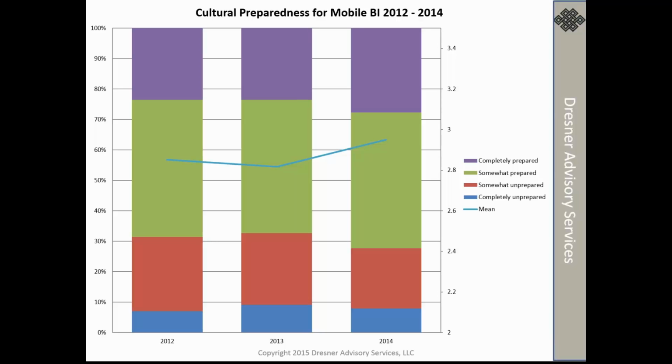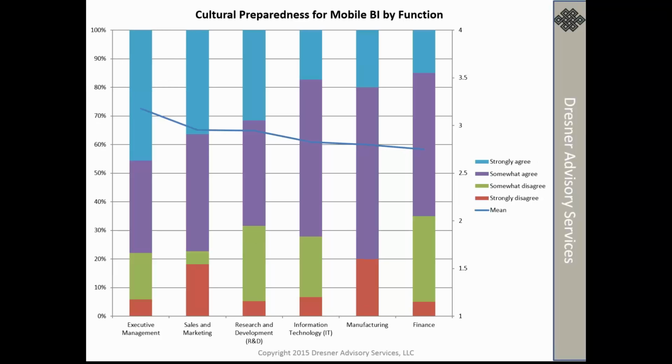Next, we asked about cultural preparedness. In other words, how well are organizations actually integrating this into their everyday work habits and activities? And you can see that it's been increasing for the last 3 years. Organizations believe that they're more culturally prepared. They've done a better job of actually integrating this into their work habits.